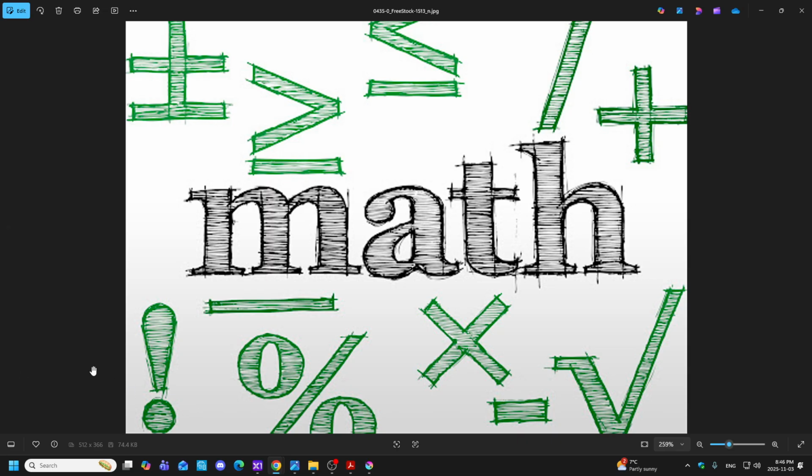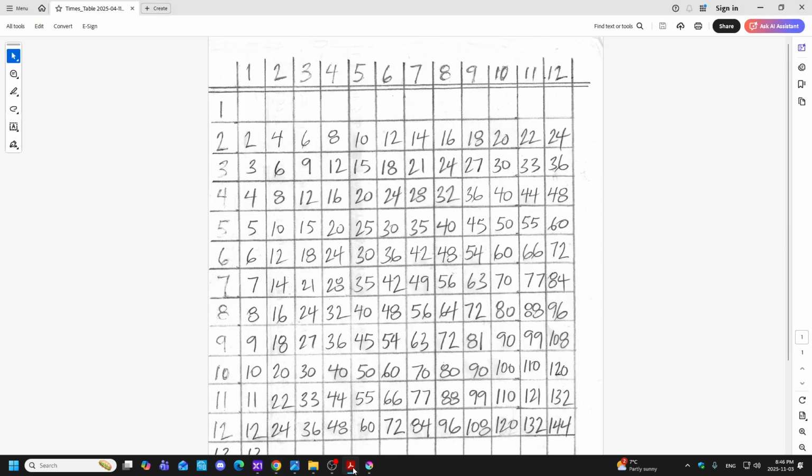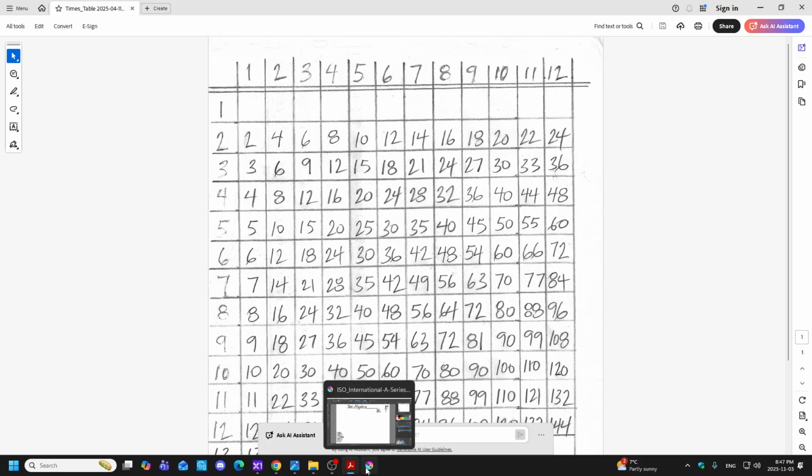We are going to work on a short word problem. I recommend that you have your multiplication or times table memorized. This will help you quickly find the numbers or values that you're going to need to solve your problems. Good luck.